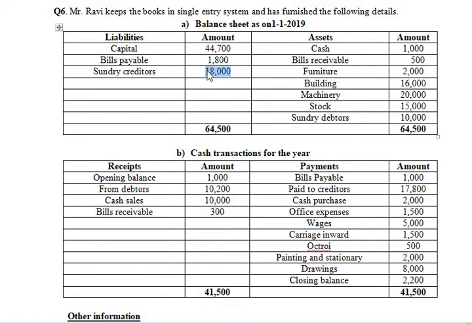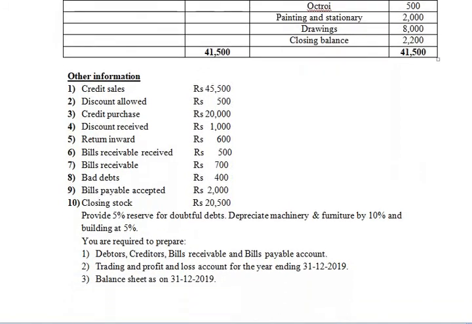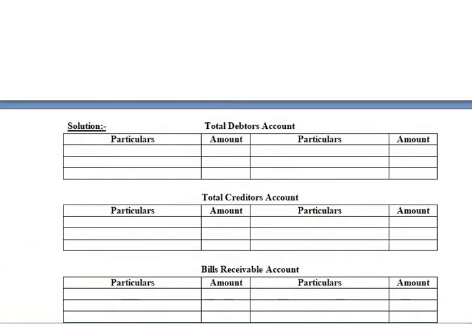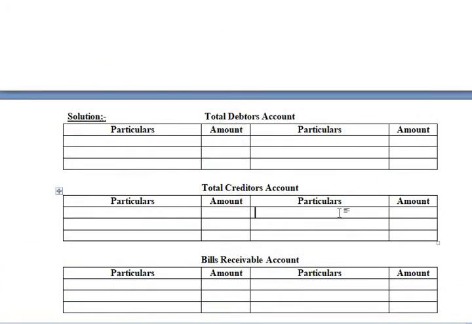It goes to the credit side of sundry creditors, that is total creditors account. So let's go to total creditors account. Here it is. Okay, and what will be the entry? Same like what you have done for bills payable, by balance brought down. Okay, and then the amount.